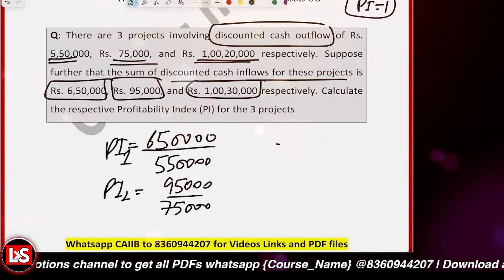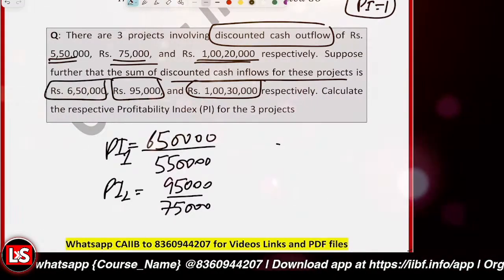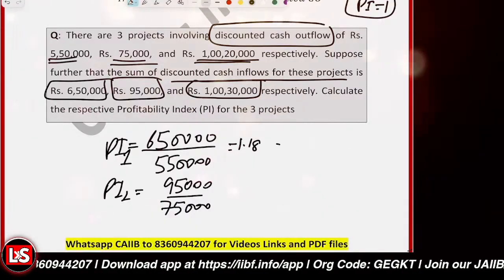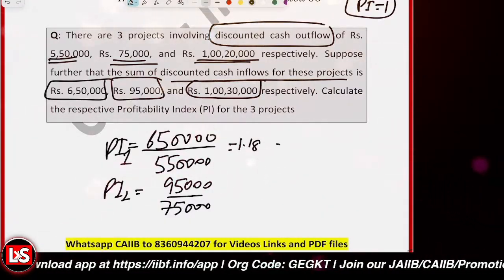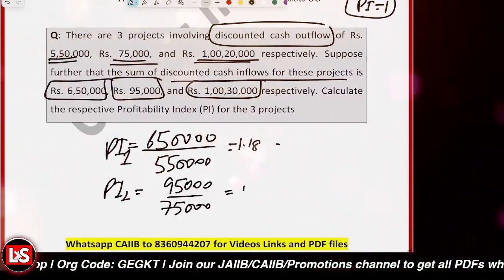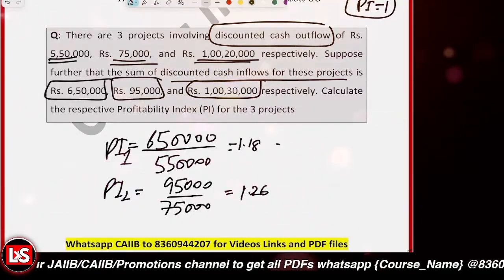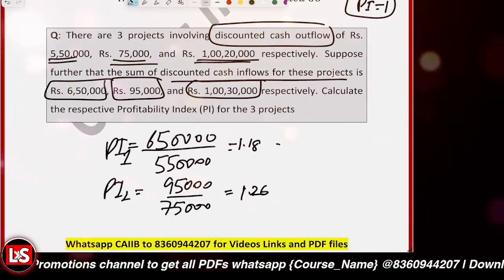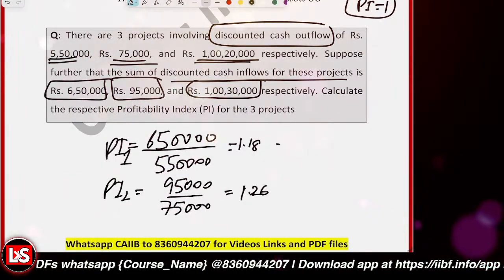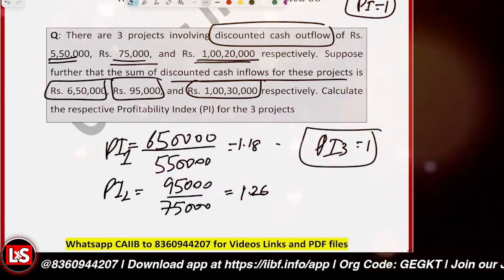So let's calculate it for the first case. It's 6,50,000 divided by 5,50,000, and that is equal to 1.18, right? And for the second one, it is 95,000 divided by 75,000, that is 1.26. And for the third one, it is 1 crore 30,000 divided by 1 crore 20,000. That is one only. For the PI3, I'm writing it directly. It is 1. So which one is better?